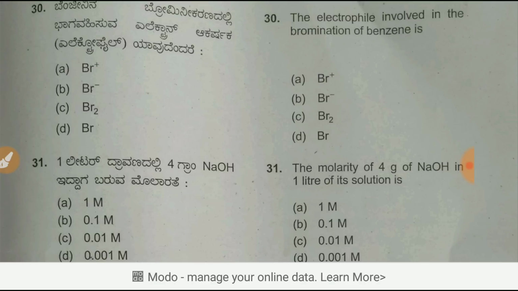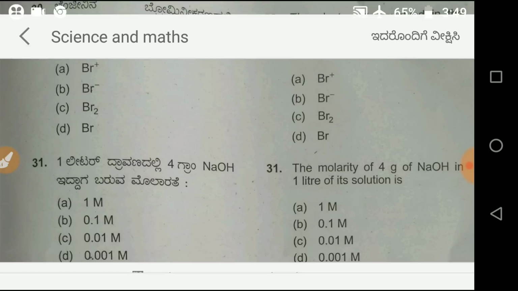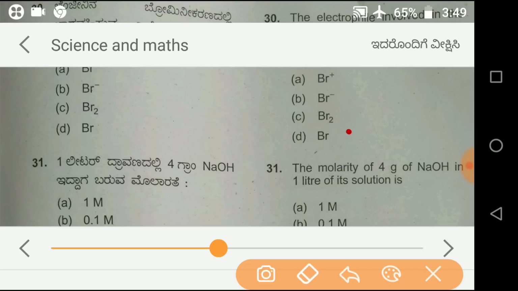Dear friends, benzene reacts with chlorine or bromine in an electrophilic substitution reaction in the presence of a catalyst called aluminum chloride or another catalyst, aluminum bromide. Therefore, the right answer is bromine.